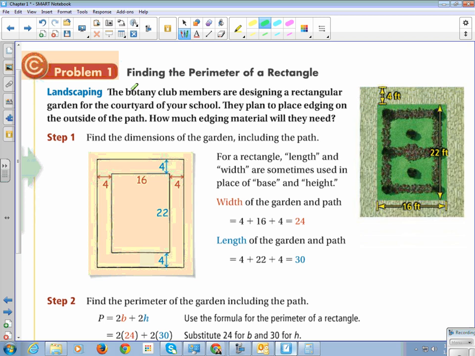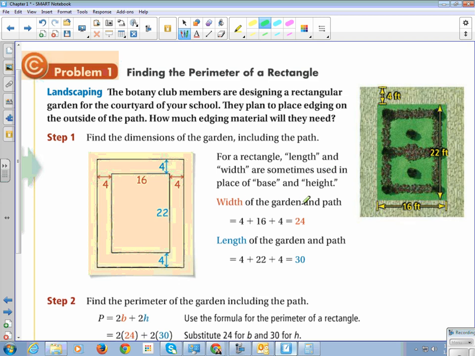So let's take a picture of what that's going to look like. Here's our picture. The Botany Club members are designing a rectangular garden for the courtyard of your school. They plan to place edging on the outside of the path. How much edging material will they need? Step number 1, find the dimensions of the garden, including the path. For a rectangle, length and width are sometimes used in place of base and height.